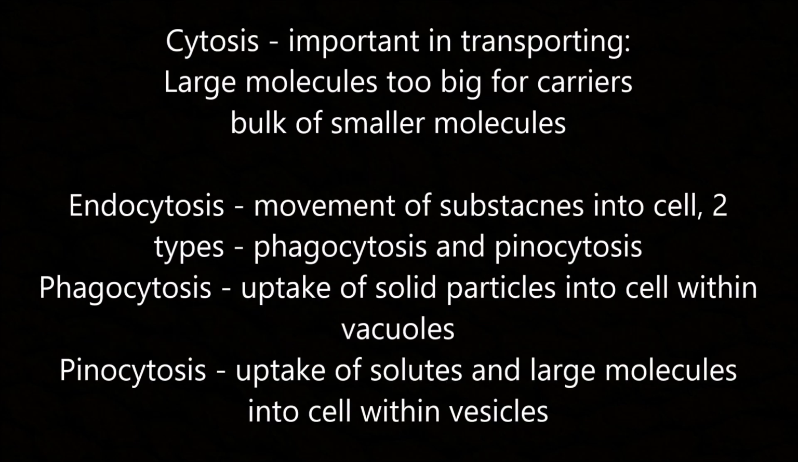Cytosis is important in transporting large molecules, and bulk transport of smaller molecules. Endocytosis is the movement of substances into the cell. There are 2 types: phagocytosis and pinocytosis. Phagocytosis is the uptake of solid particles into the cell within vacuoles, and pinocytosis is the uptake of solutes and large molecules into the cell within vesicles.